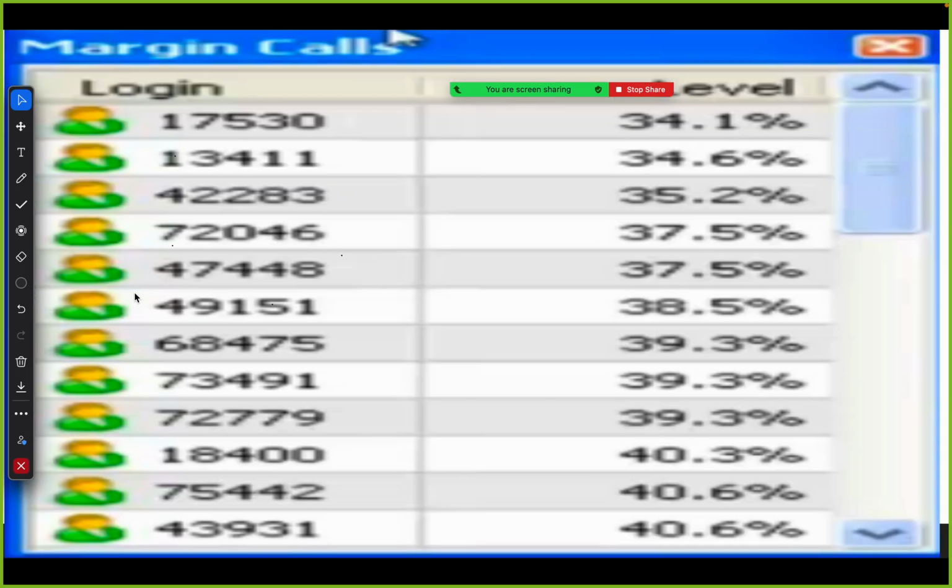Okay, so the brokers know how much money you have left in your accounts. You see, on the left hand side, it's your login, and on the right hand side, it's how much money you have left in your accounts. Some brokers have a call out level of 0%. What this means is, if you had $100,000 accounts and you were getting margin called, they won't stop calling out your accounts until you have $0.